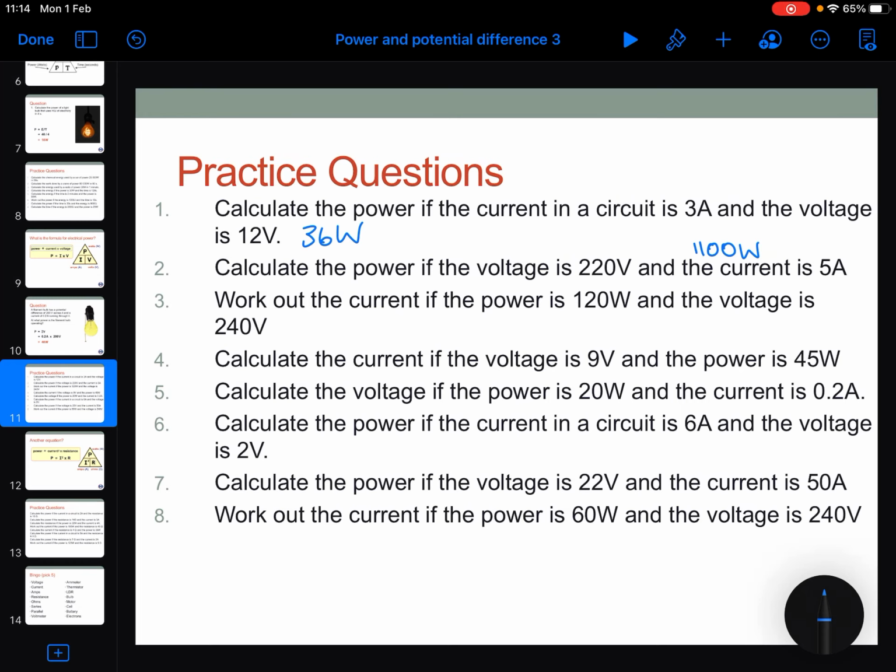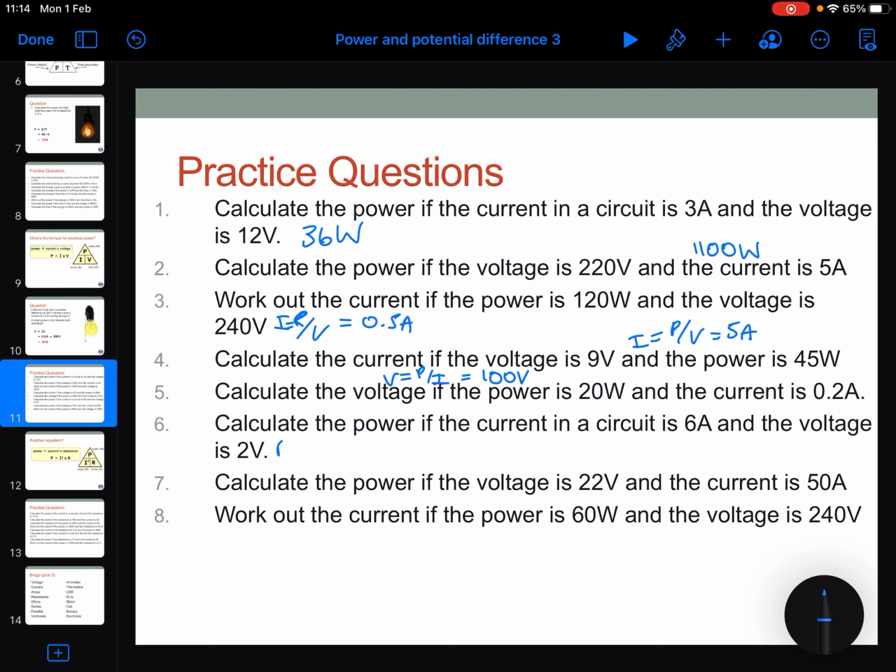This time you're working out the current. Current equals P over V, power divided by voltage, 120 divided by 240, giving you 0.5 amps. Again, here you're calculating current, so it's P divided by V, so that's 45 divided by 9, giving you a current of 5 amps. 5, calculate the voltage, so now V is P over I. If the power is 20, current is 0.2, that is 100 volts. So that's 20 divided by 0.2.